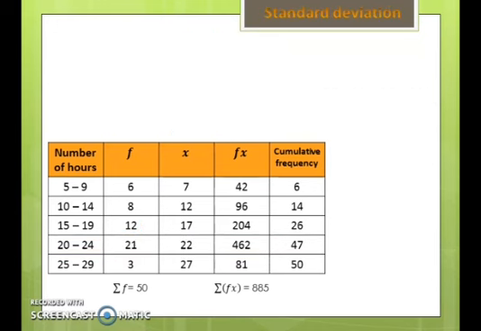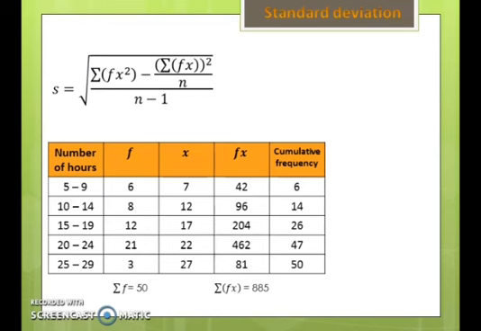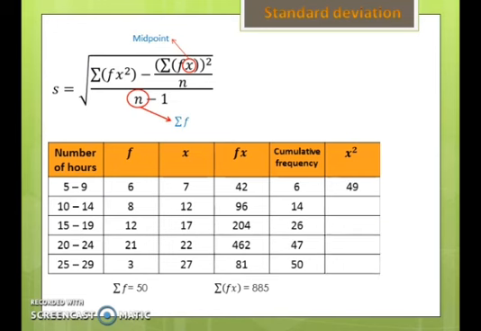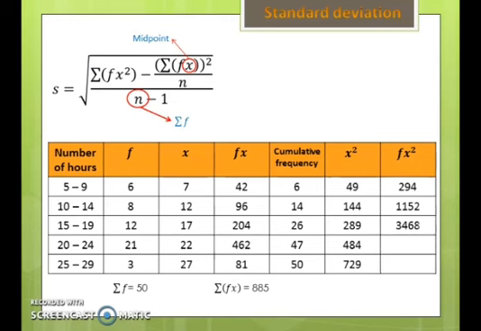Now let's look at how to find standard deviation. Standard deviation for group data is given by this formula, where x is midpoint and n is total frequency. To find standard deviation, first square each midpoint, and then multiply each squared midpoint with each frequency.